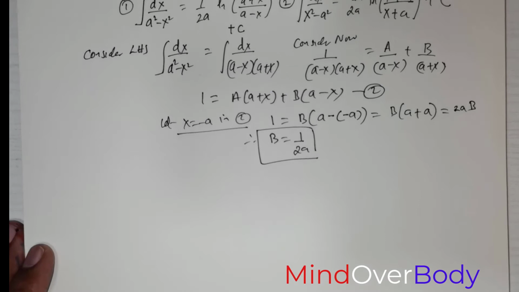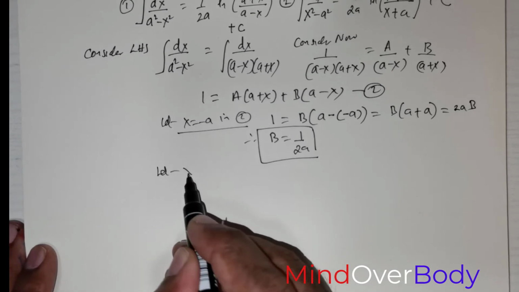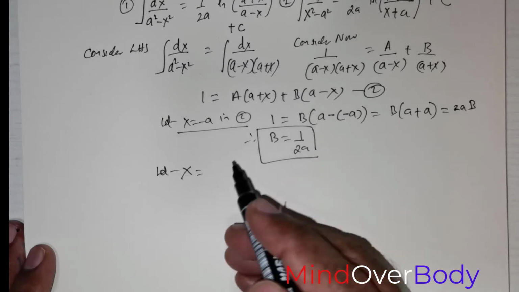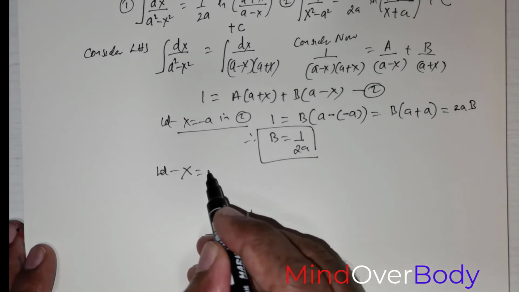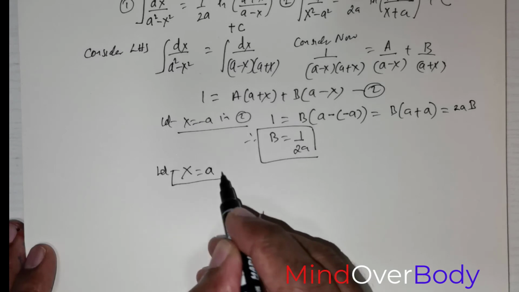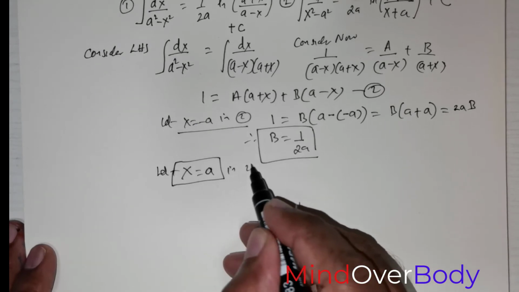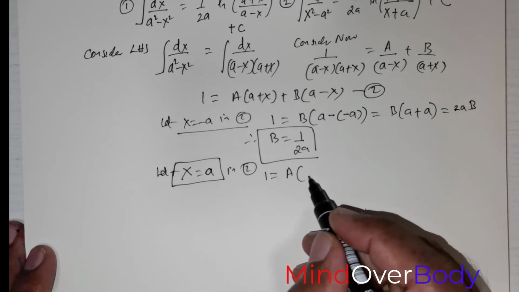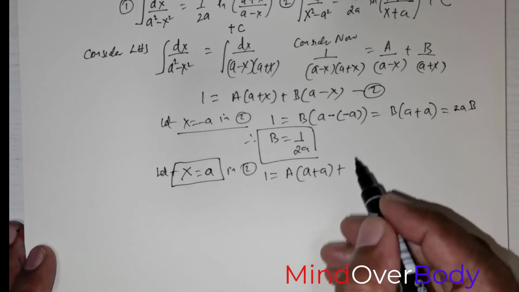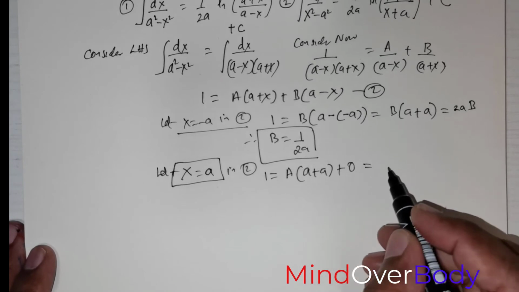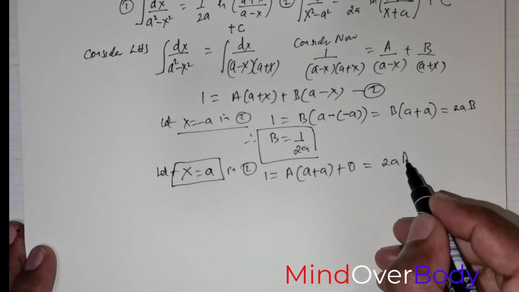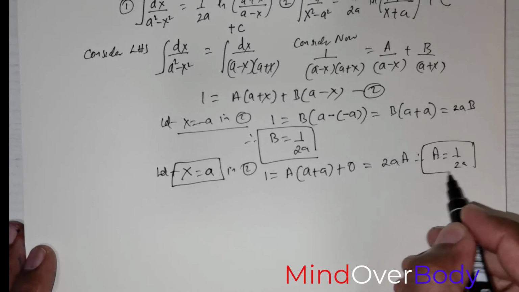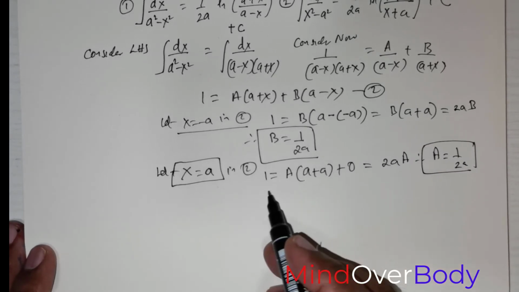That's fair enough. Now let me take x to be equal to a, because I need to get rid of this term. If I take x equal to a, on the left side I get 1 is equal to B of (a minus a), which is going to be 0. So this would be equal to 2a times A. Therefore A is 1 over 2a. So I've got the A value and the B value.